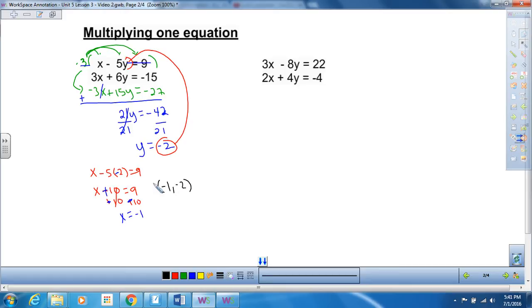So it's always a good idea to check your answers. And we check by plugging them in. So I plug in negative 1 for x and negative 2 for y.